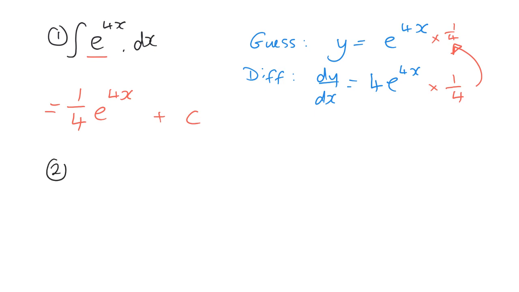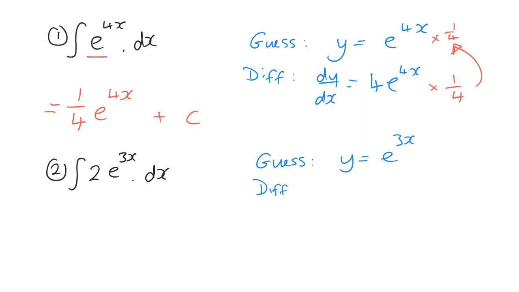So our second one, 2e to the power of 3x. So your guess for your exponentials is always the actual exponential. Don't worry about the constant. So our guess would be, right, y equals e to the power of 3x. Well, what happens when we differentiate that? We would get e to the 3x times 3. But we actually want 2e to the 3x.